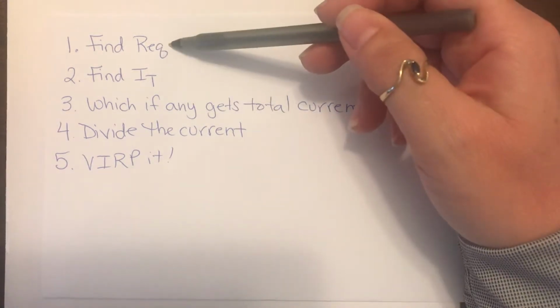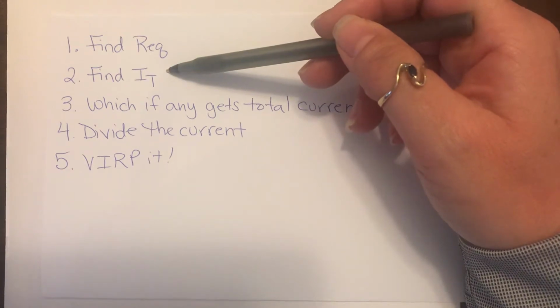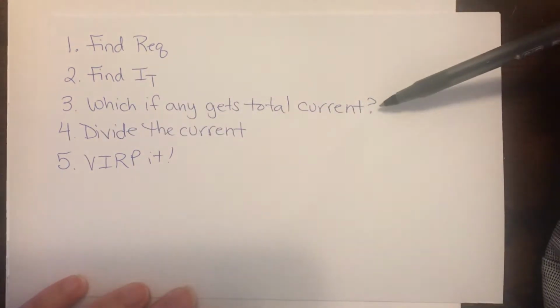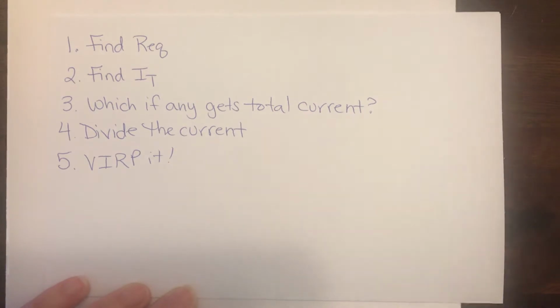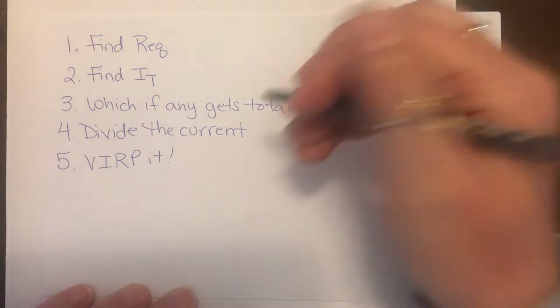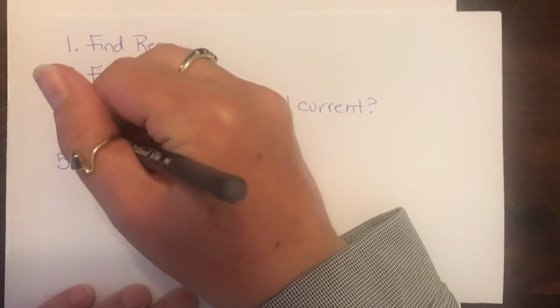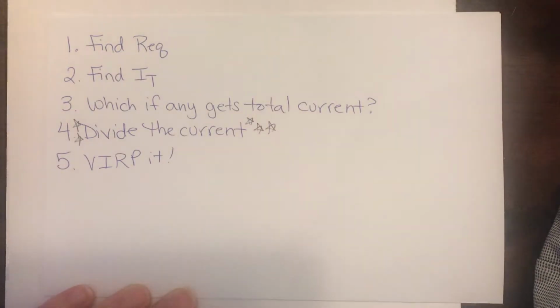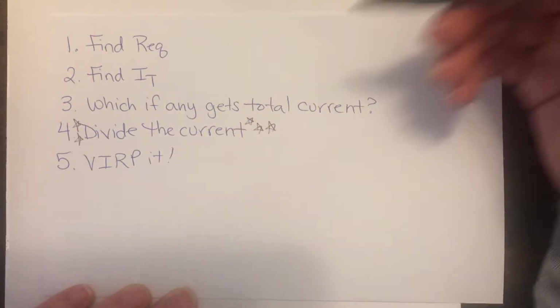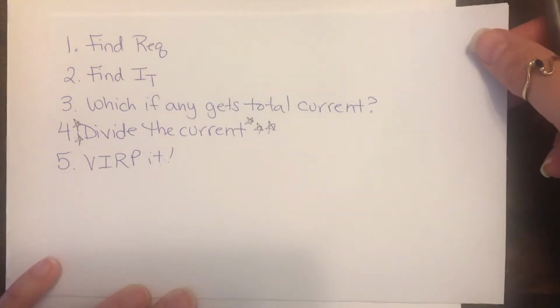So the first thing we're going to do is find REQ. The second thing we'll do is find total current. The third thing, we'll ask ourselves, which, if any, resistor gets the total current? Then we're going to divide the current. This is the most difficult step here. This is where we're going to make our money, okay? This is what's going to be tricky, but I know you guys can do it. And then we're going to VERP it. So step 5 is probably the easiest one. Once we can do step 4, we're in business.